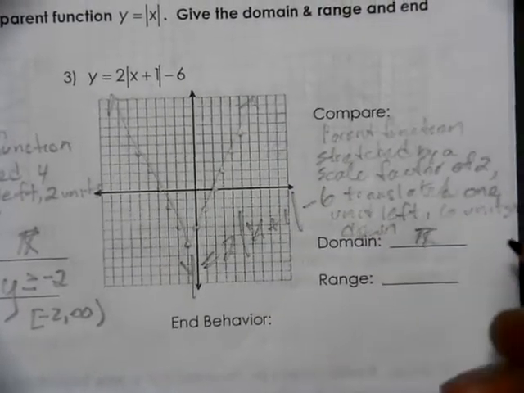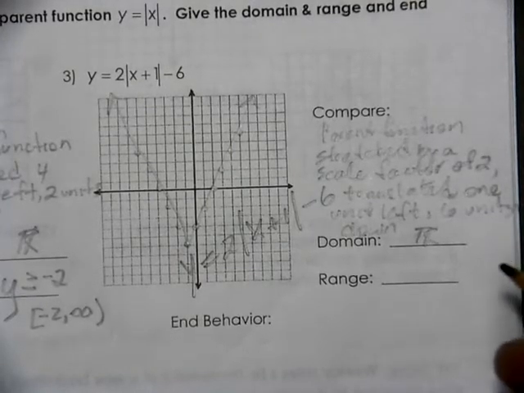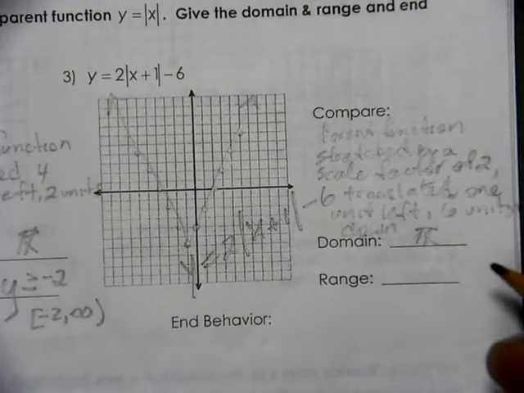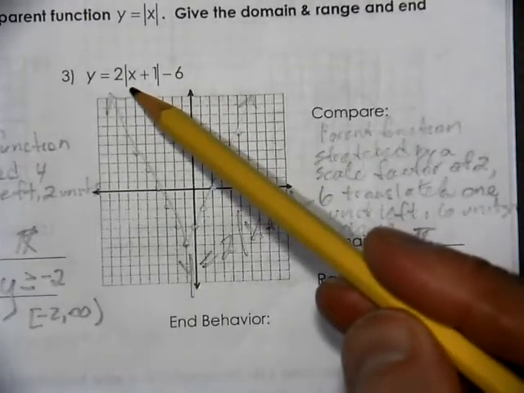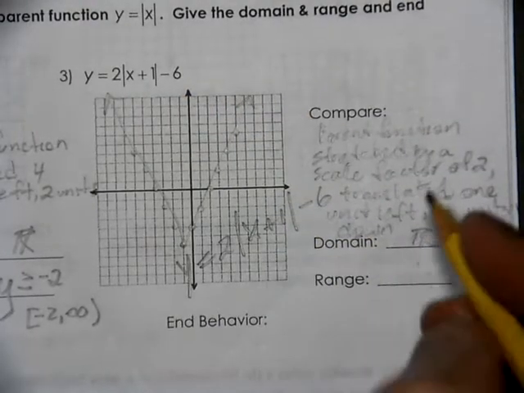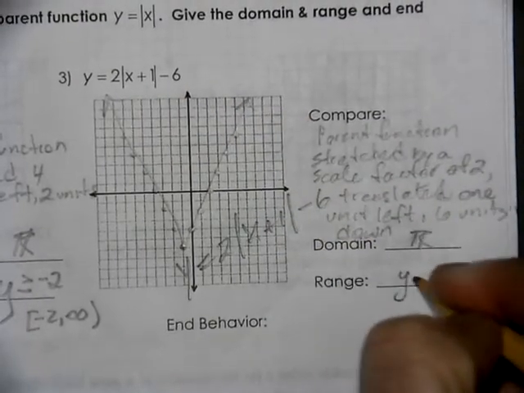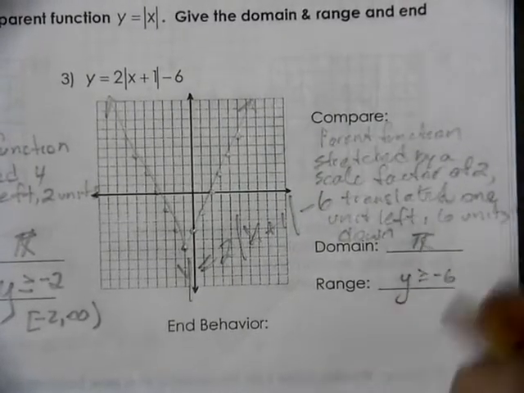So of course the domain is all real numbers. For an absolute value, the domain is always all real numbers. You can plug in any number you want to into the function. You'll always get an answer. The range, what type of answers do you get? You get everything from -6 and up.